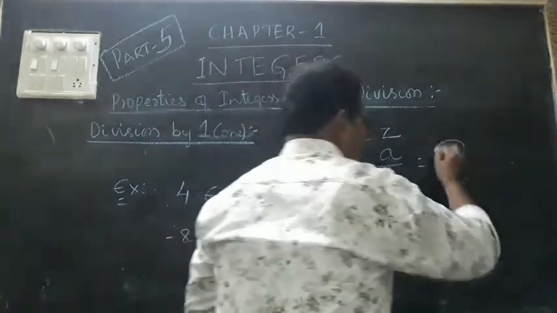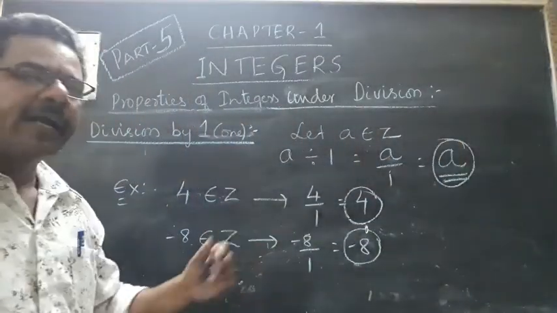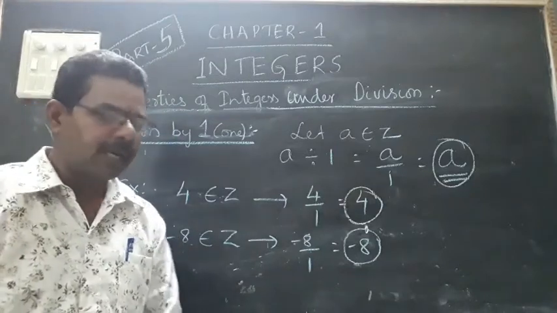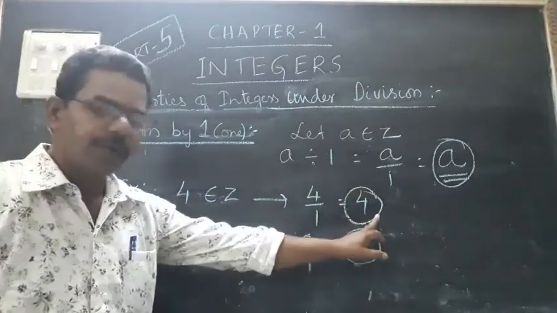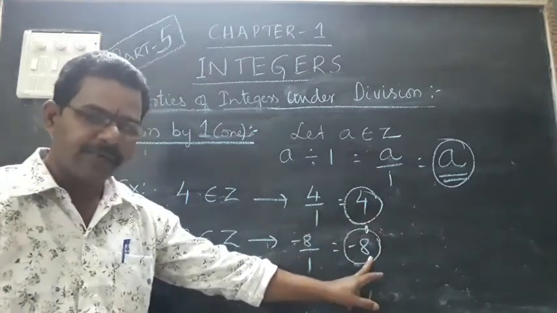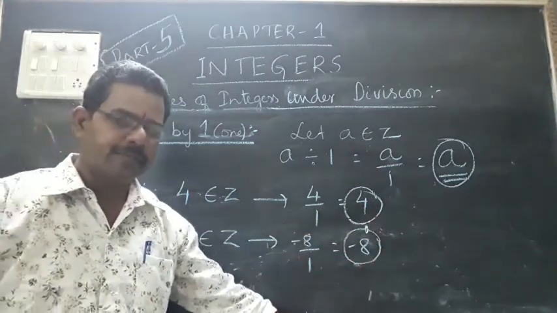That's why, in division by 1, if you divide any integer by 1, you get the same integer along with its sign. If it is a positive integer, you get the same positive integer. If it is a negative integer, you get the same negative integer. There will be no change.